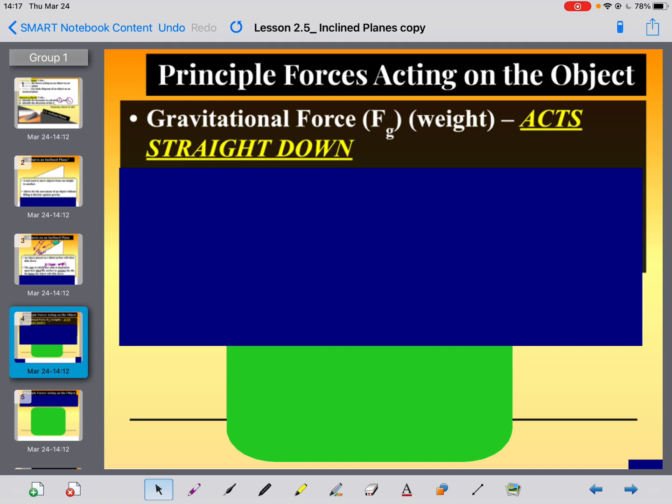Okay, however, this force of gravity, because now we are on an inclined plane, we are no longer on a flat surface, we have to break it up into different components. So before on a flat surface, we used X and Y.